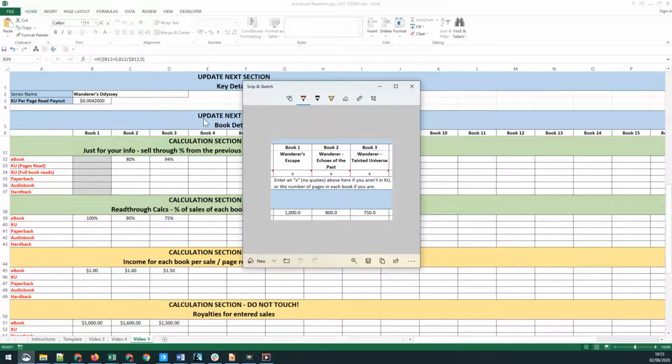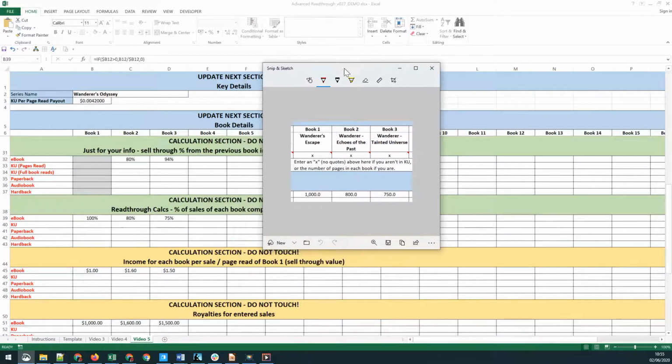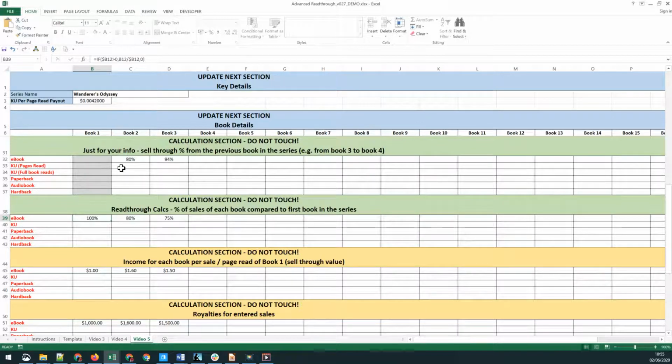Now the really interesting one, sorry, that's useful for the calculations. The really interesting one for us will be, actually I don't need that now, we can make that one go away, this section here, which shows the sell-through from book to book. So from book 1, there is no book before book 1, so we don't put anything in there. If you did have something like a prequel that you're selling or giving away, you could treat that as book number 1 and move it through. It's not something I've looked at actually, but we can certainly do that.